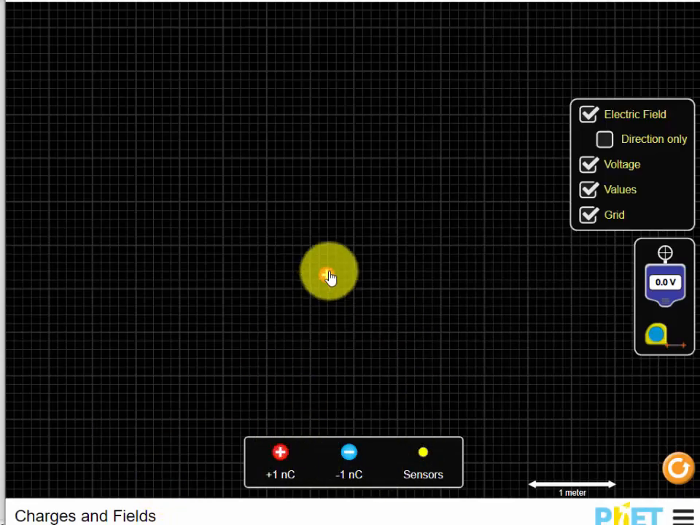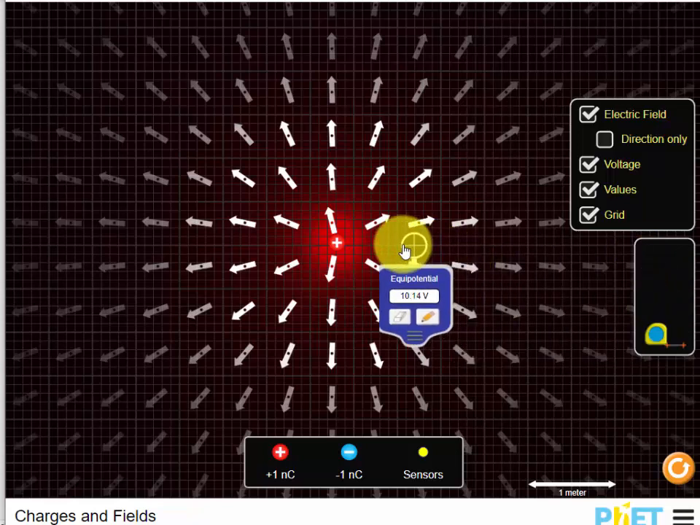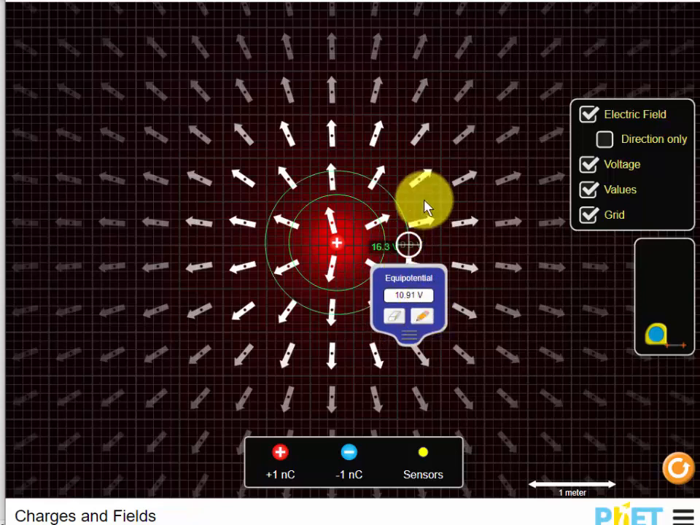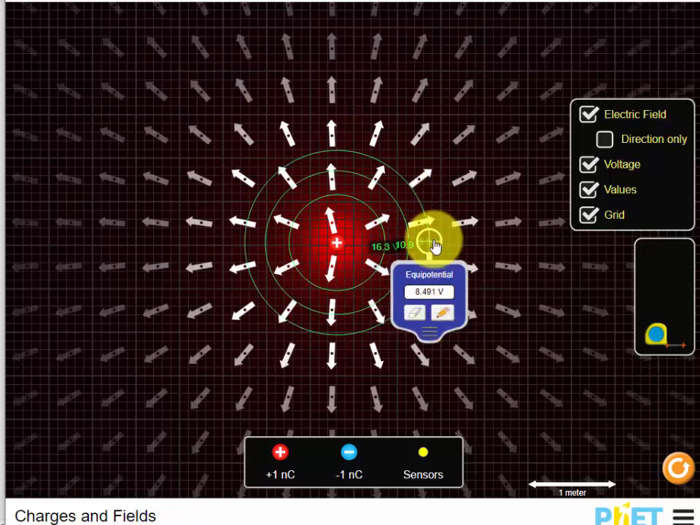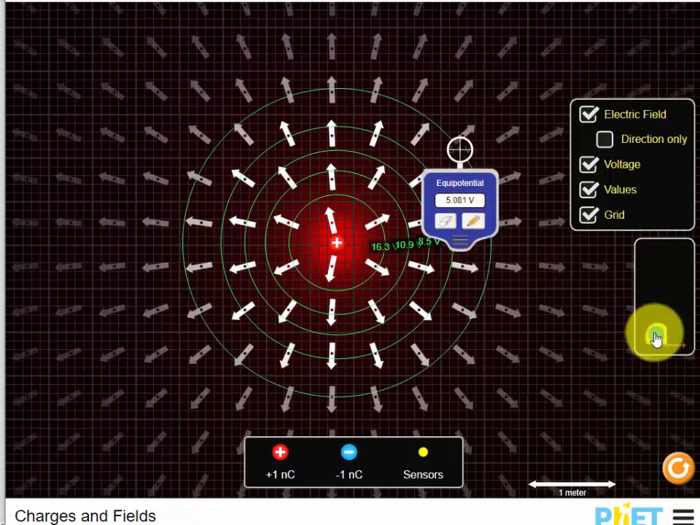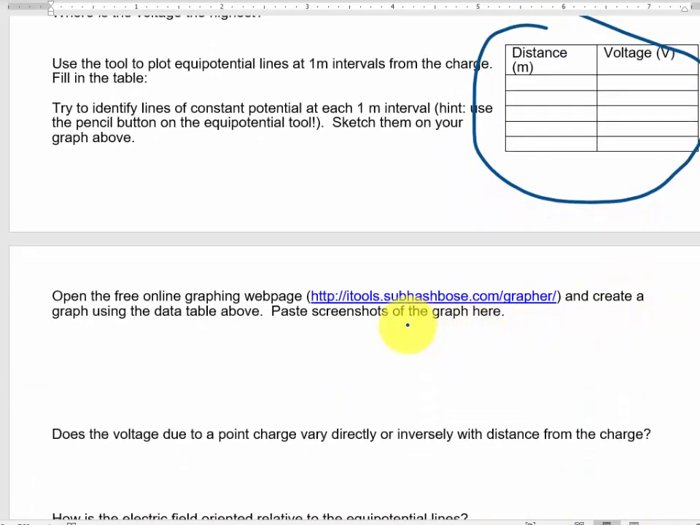So we can put this guy right there, and I have checked some boxes here, and we can find what the voltage is. If you click the line, you can mark some lines right here, as such. And for the distance, you can use this tape measure right here. So pretty straightforward. What we can then do is graph these guys.